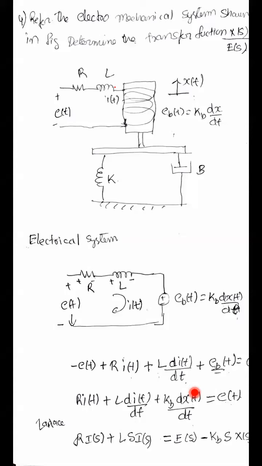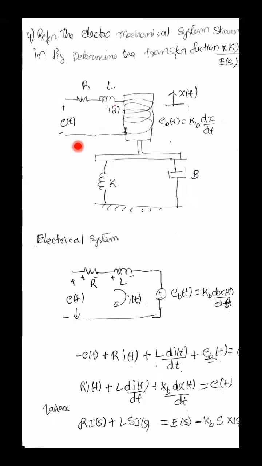So next we will move to the mechanical network. So here we have both mechanical as well as electrical network. So this is the electrical network. Okay, this is the electrical network R, L, EB of T. It is an electrical network. This mass K, B, and this ground. This is your mechanical network. First, we will take the electrical network. So E of T, R, L, EB of T. Okay, so this complete setup we have written as EB of T.